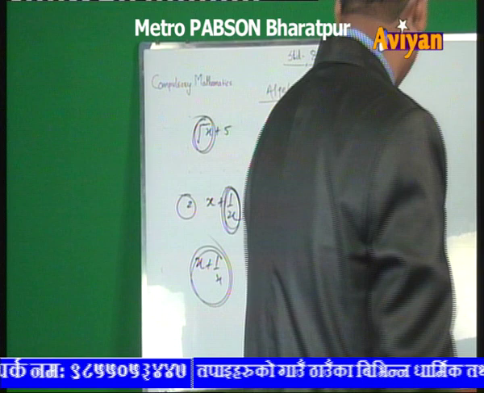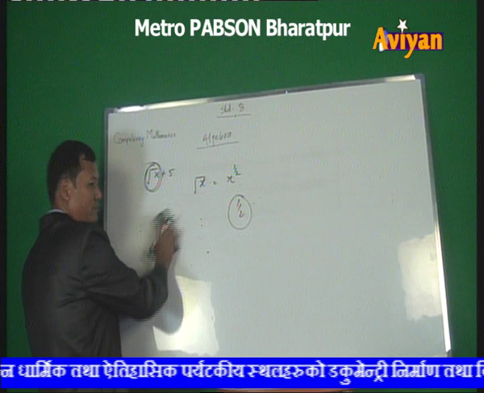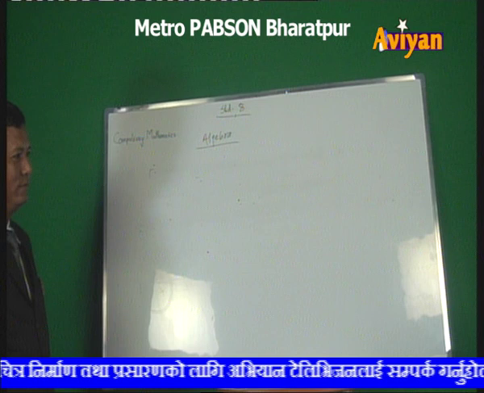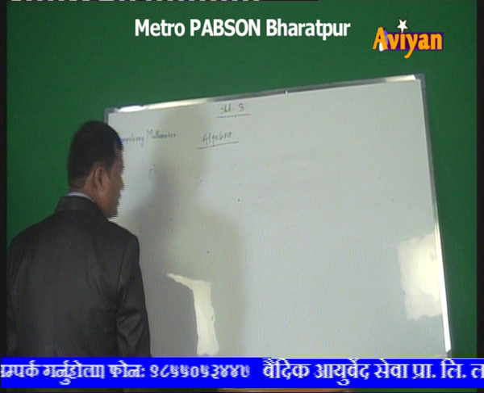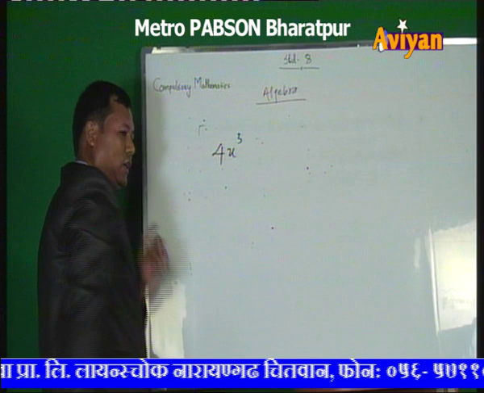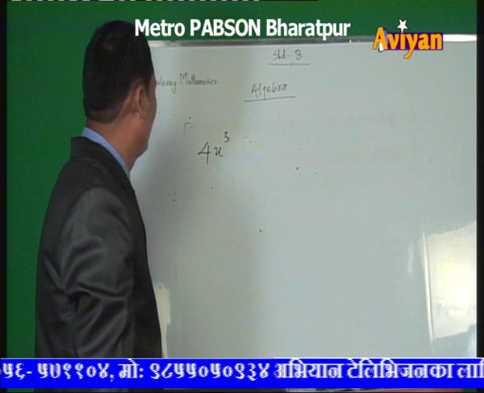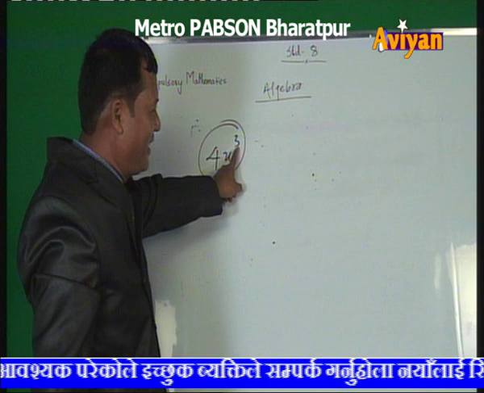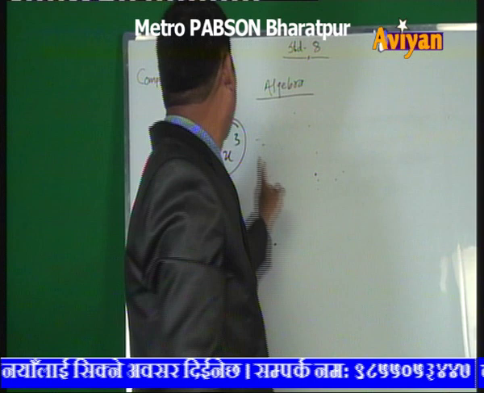Next. Everybody, look at the screen please. The degree of the polynomial is the degree of its term of the highest degree whose coefficient is not 0. Look here please. X to the power 3, what is its degree? Everybody think please. Its degree is 3, because the power of x is 3.